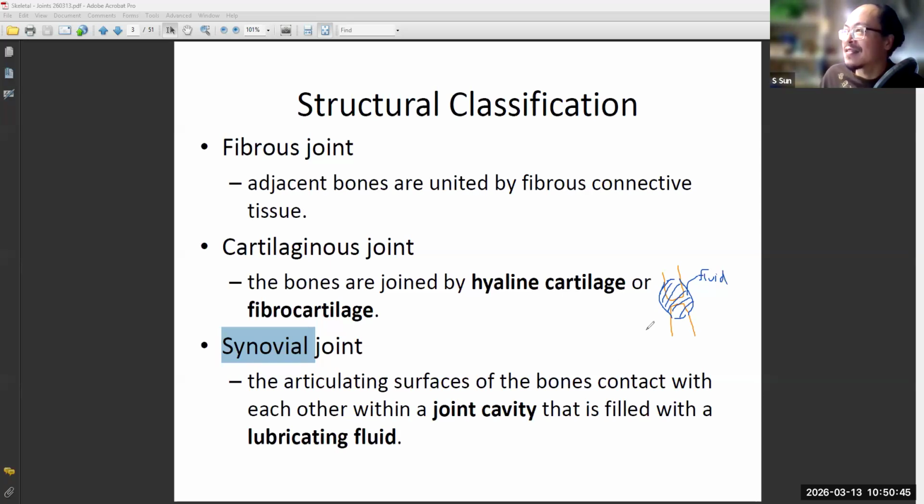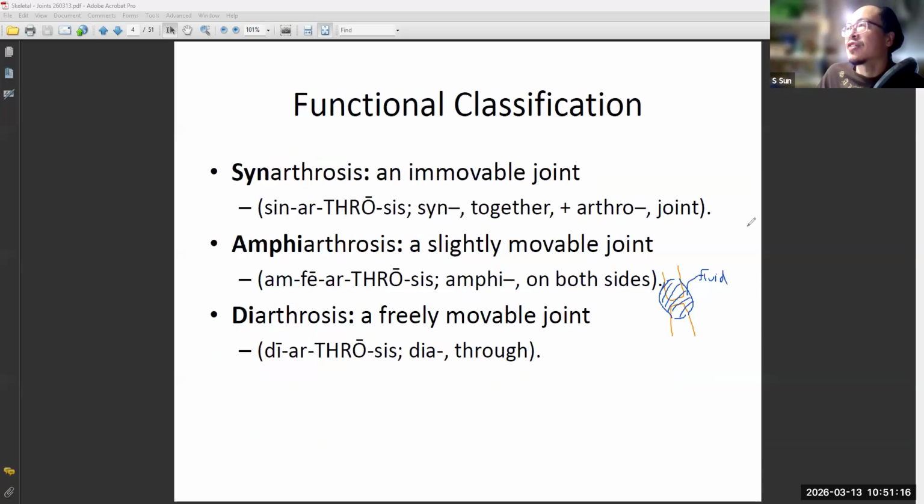This space is called the synovial cavity, this capsule is called the synovial capsule, and the fluid is called synovial fluid. We're going to look into it. So there are three ways we can put bones together: either a fibrous joint, a cartilage joint, or a synovial joint. This is how we classify them based on the structure.